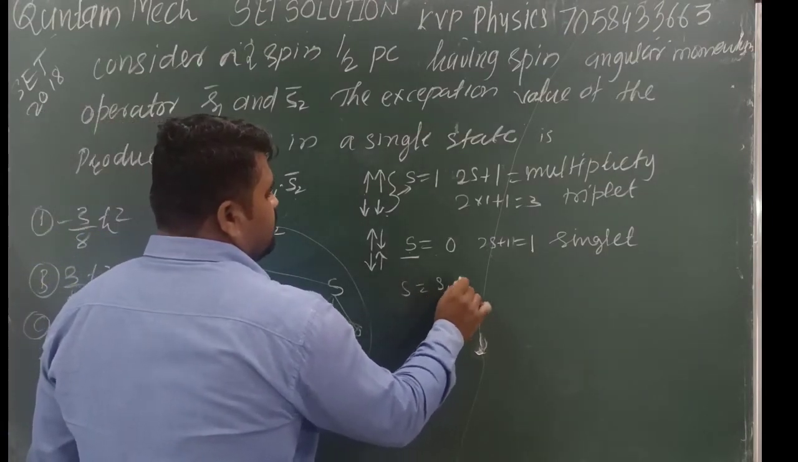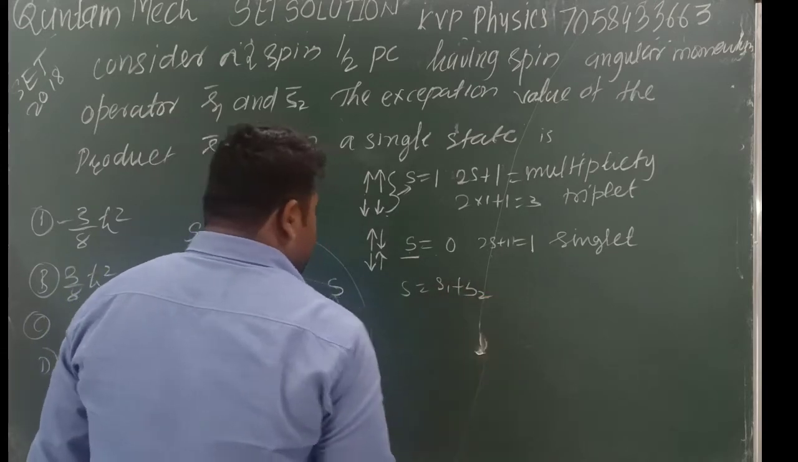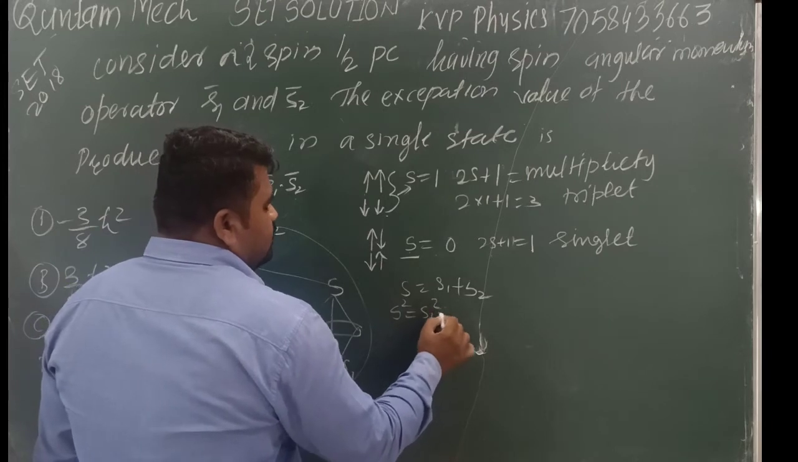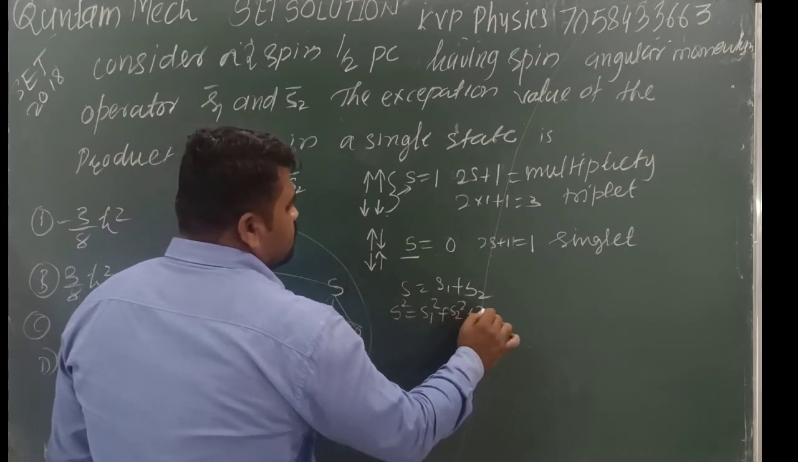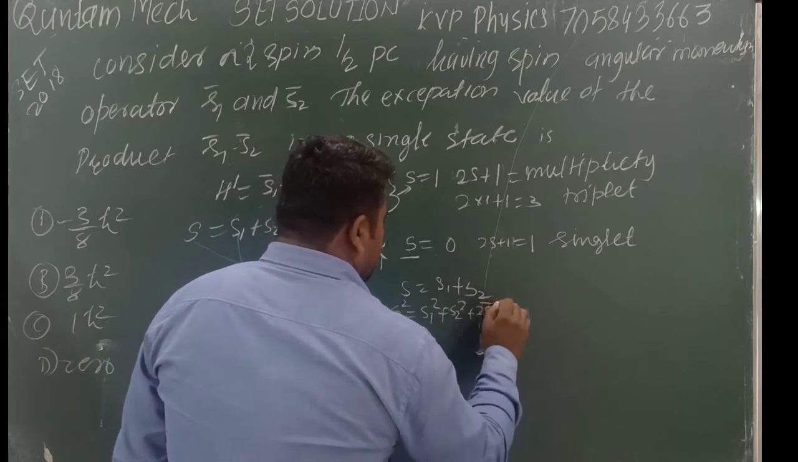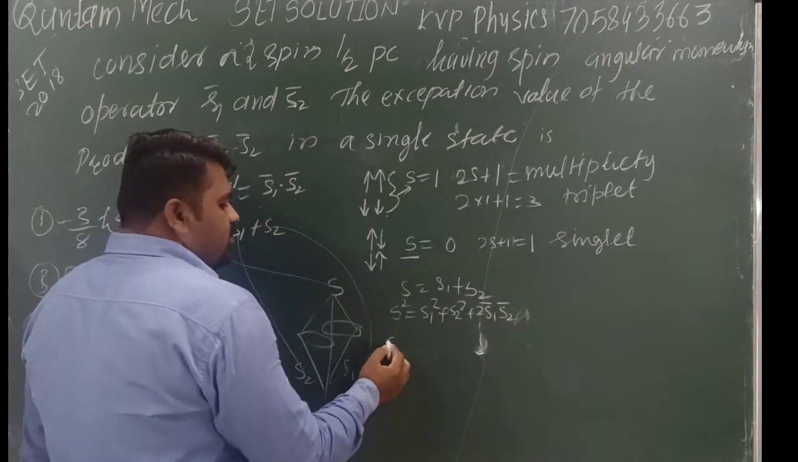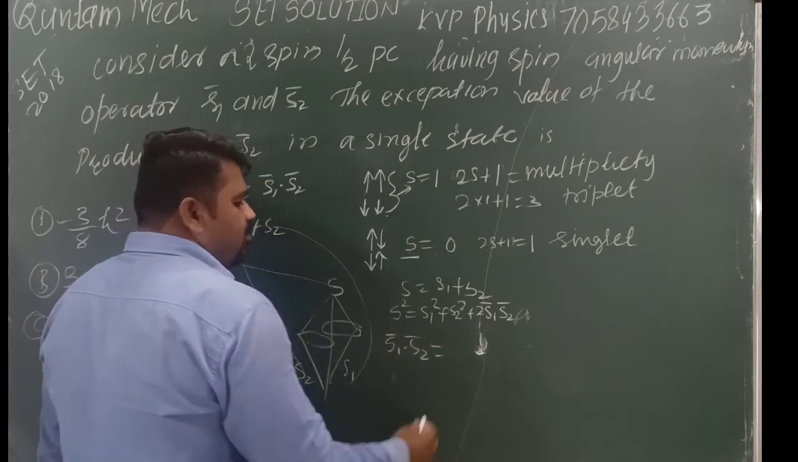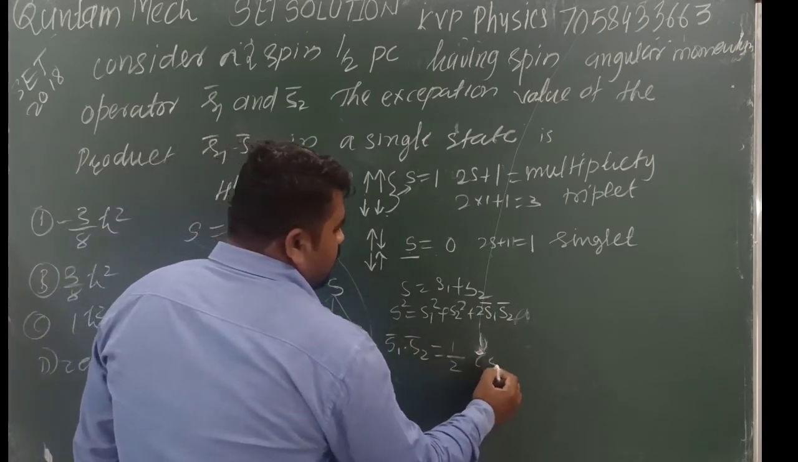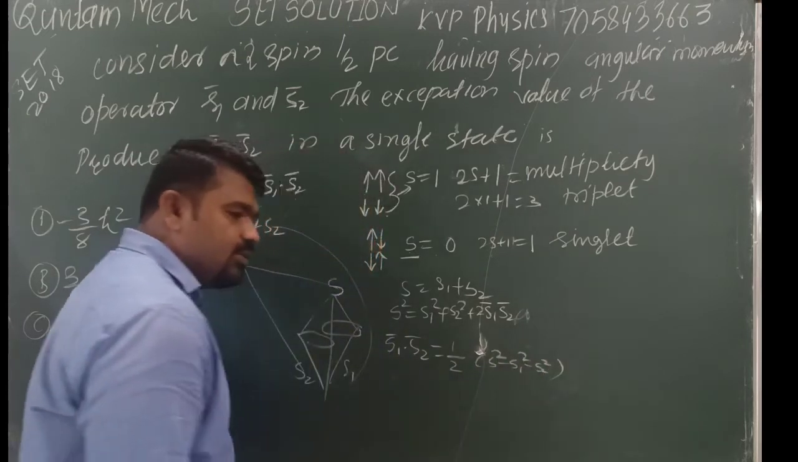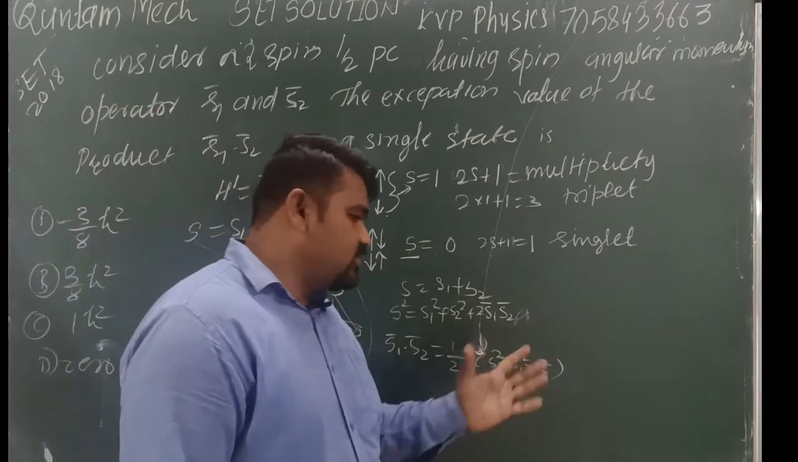S is equal to how much? S1 plus S2. Then suppose we take the square of this. Then S square is equal to S1 square plus S2 square plus 2 S1 S2, no need to take the cos theta, here take the bar. Then S1 bar dot S2 bar is equal to how much? 1 upon 2 (S square minus S1 square minus S2 square). Yes or no?